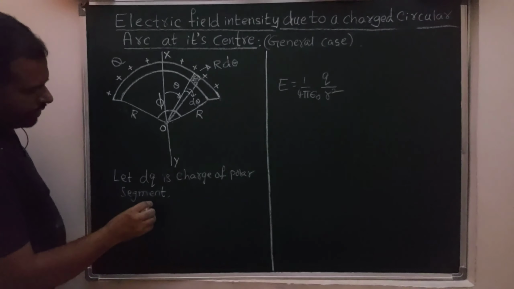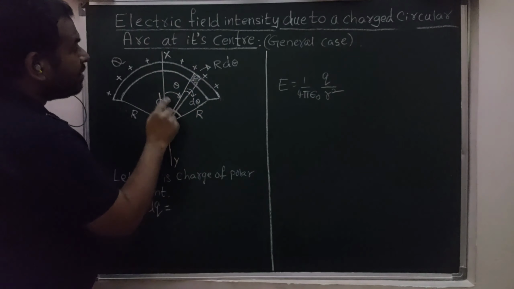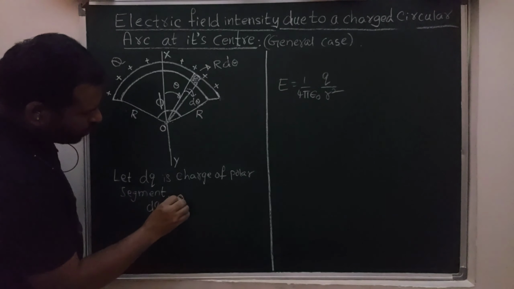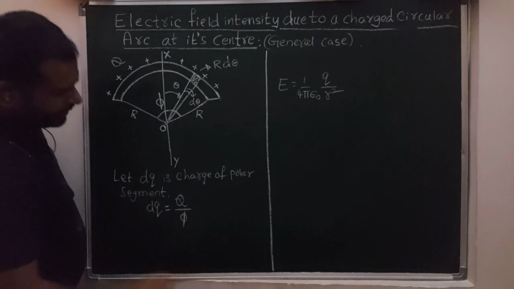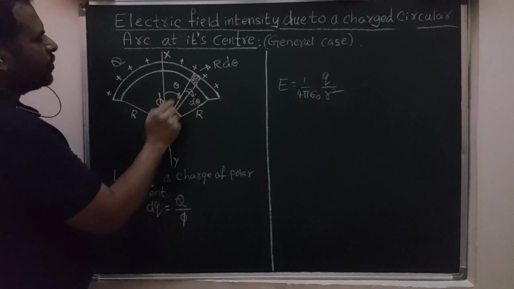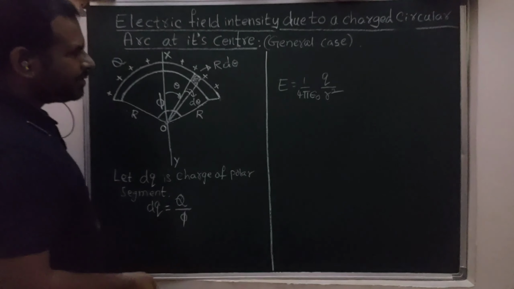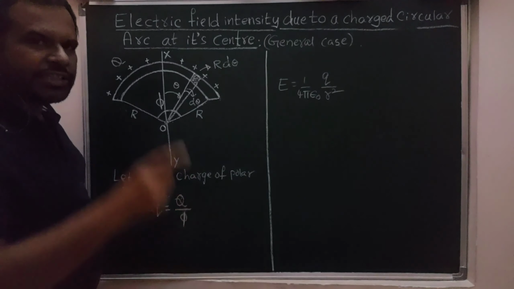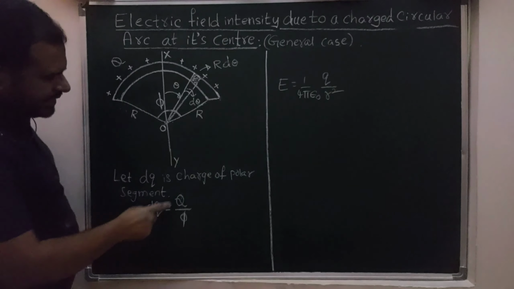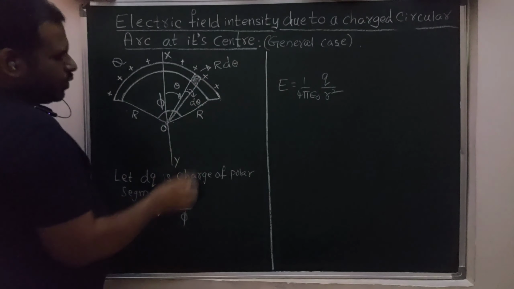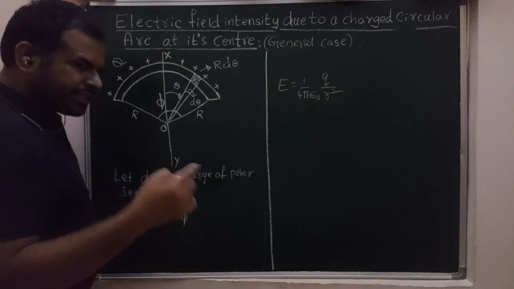So the charge dq is equal to, here the total charge is Q. What is the total angle made by this arc at the center? Phi. Okay, so Q by phi. Total charge is Q, and phi is the total angle made by the arc at the center. So Q by phi is the charge per unit degree. Per 1 degree, what is the charge? Q by phi. Or per 1 radian, what is the charge? Q by phi.